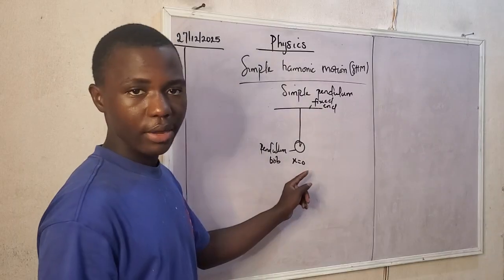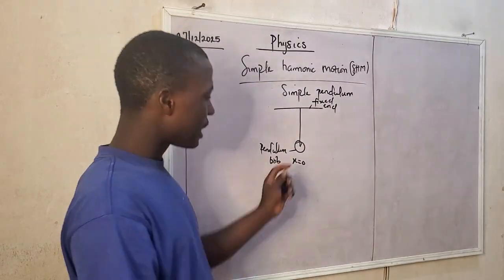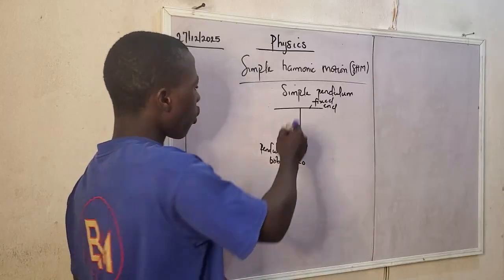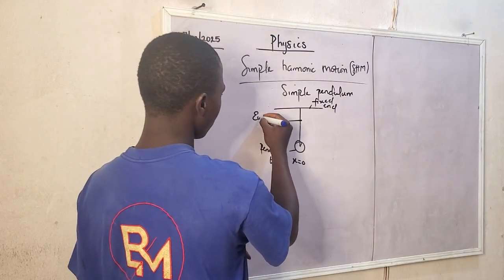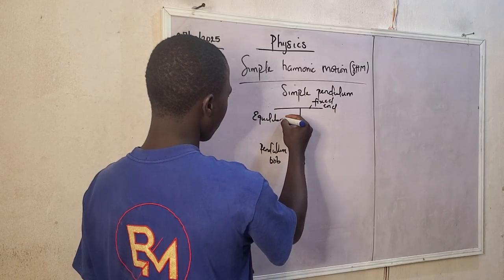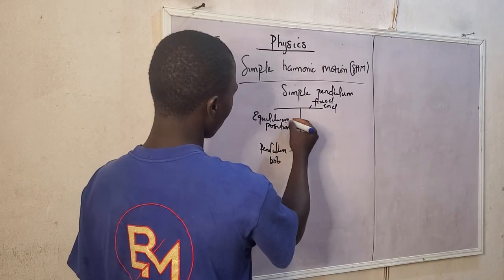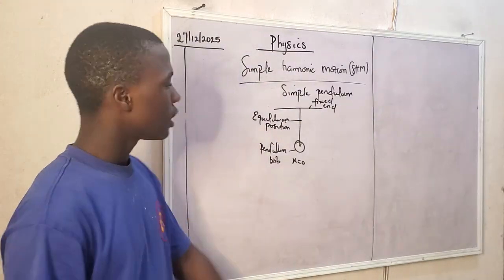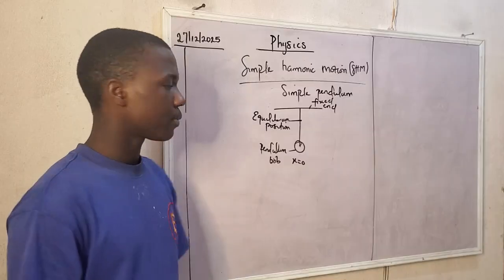Why is S equal to 0 here? Because the pendulum bulb is at rest. Since the pendulum bulb is at rest, we call this the equilibrium position or the center of motion. Please note, this is the equilibrium position or center of motion.